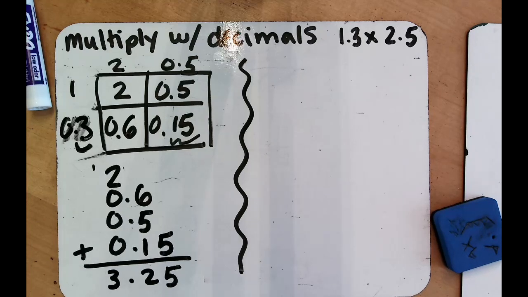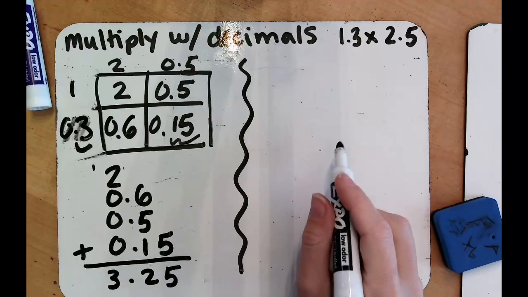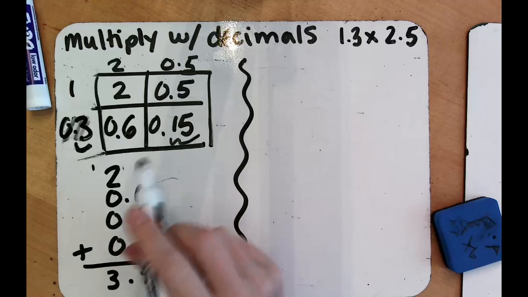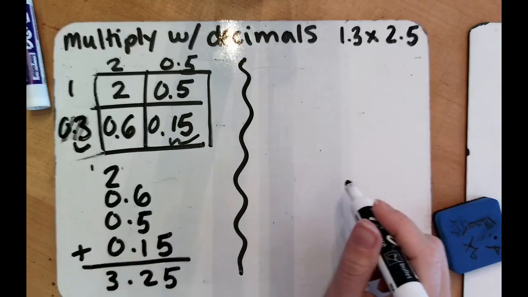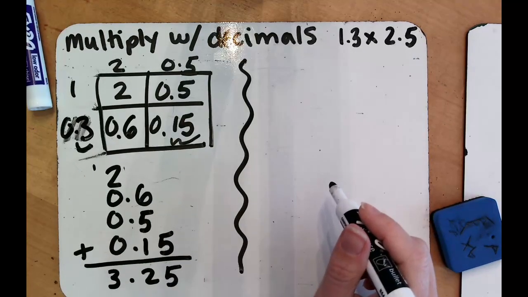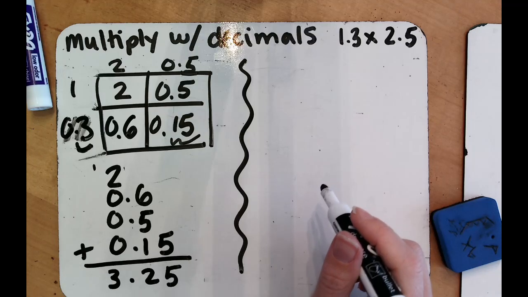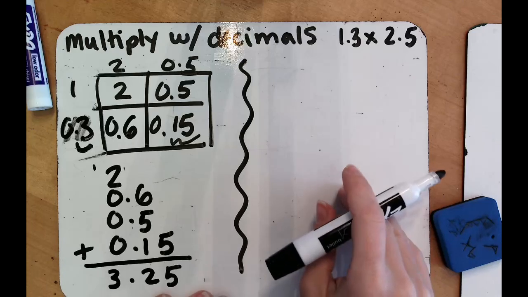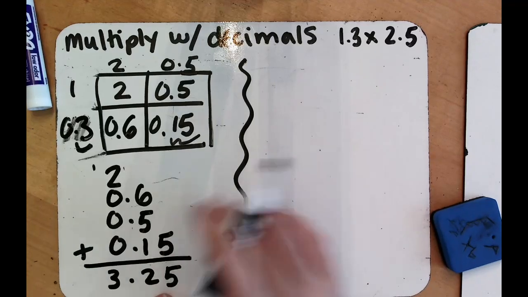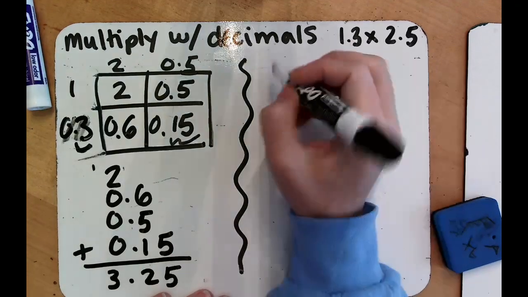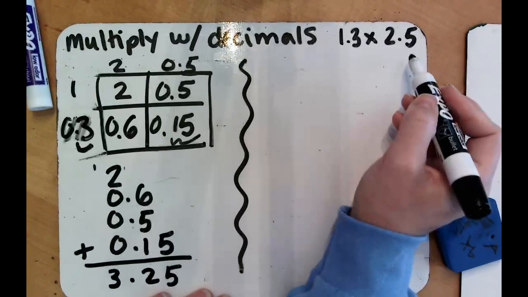Fewer errors happen when we take the decimal out as far as multiplying goes, but students sometimes have a hard time visualizing where that decimal needs to go, which can cause a problem if you take the decimal out. So it's up to your student, whichever way works better for them. But I'm going to go ahead and break this one down.